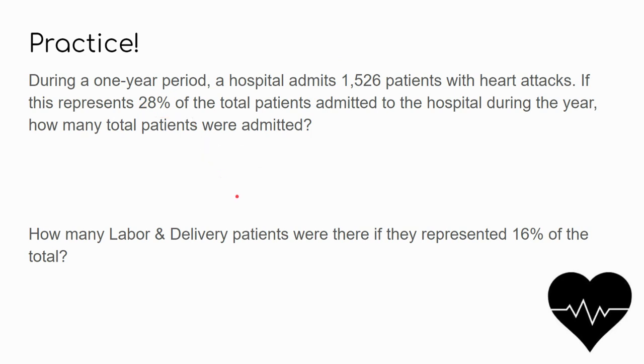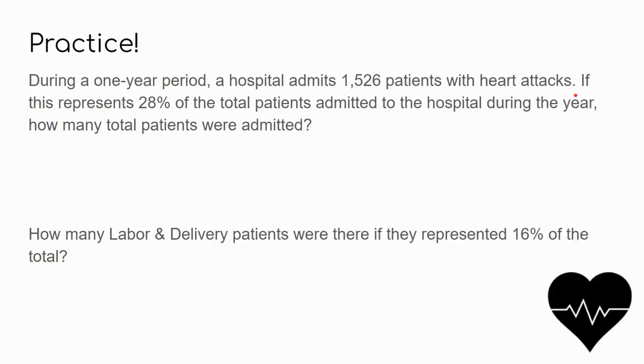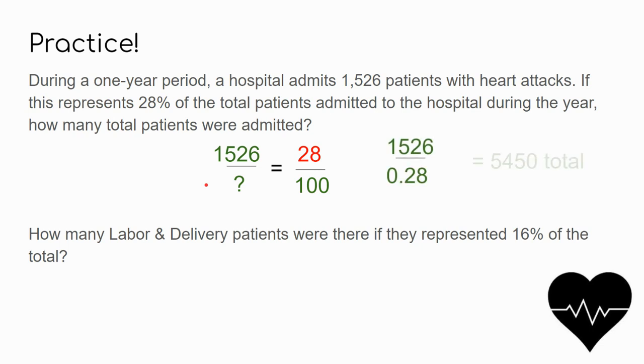So what problem is this like back here? We're saying this is the tough one. 175 is 35% of what total? In this case, 1,526 is 28% of what total? 1,526 divided by 0.28, 5,450 patients. Try this. See if it works. 1,526 divided by 5,450, and you should get a nice happy 28%. Okay, so that's how many total patients there were. This is just the heart attack patients, and 5,450 is the total patients.